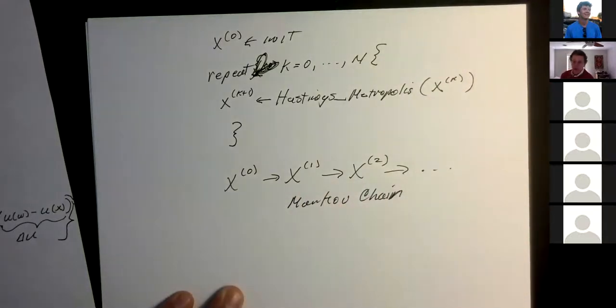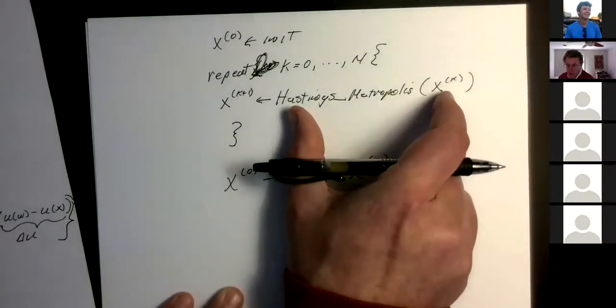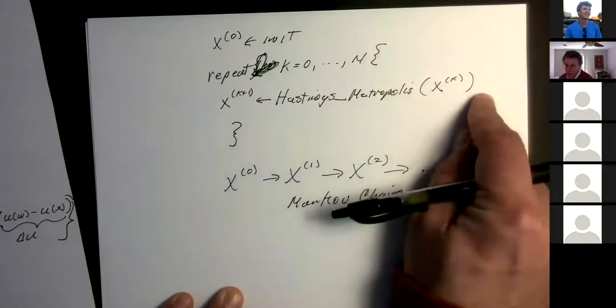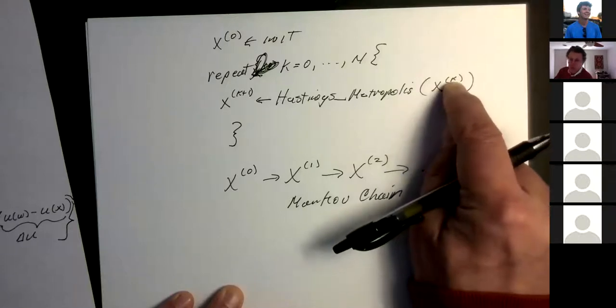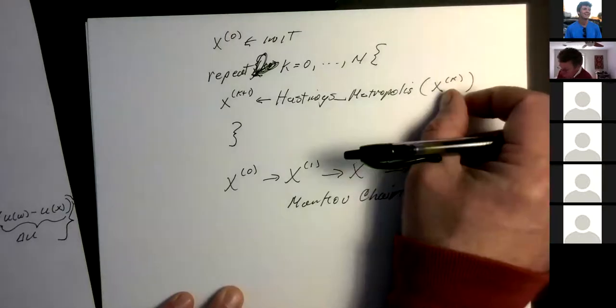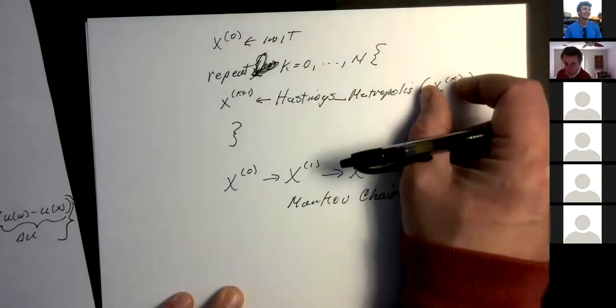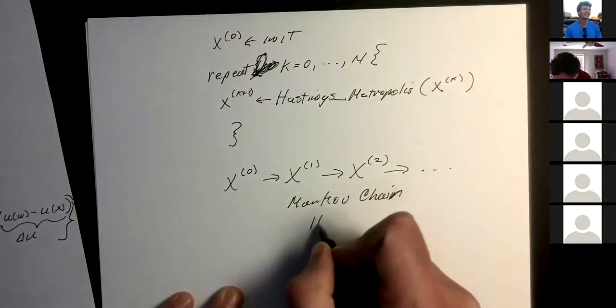Each new state only depends on the previous one, in distribution, so it's a Markov chain. Furthermore, it's the same subroutine you run every time, so the probability distribution for the transitions is the same every time you run this. It's not like there's a function of K. The Hastings Metropolis subroutine isn't a function of K. The only way K comes in is that the X is a function of K. So you give it a state, it gives you a new state. The output is random, but it depends on the old state. So that means it's a Markov chain and it must be homogeneous.